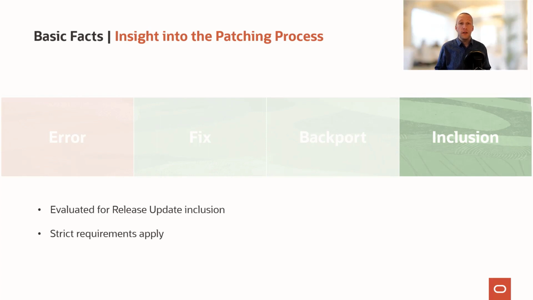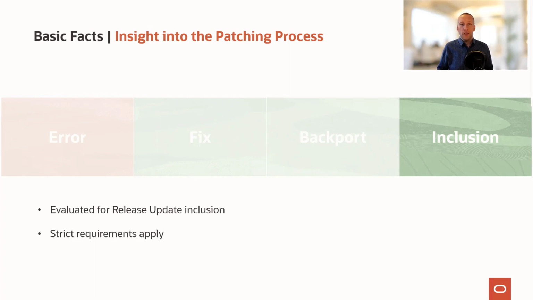One of the criteria is, for instance, that the bug fix must be running in our main code line for a while to ensure that we catch side effects. Critical bugs like wrong results, hangs, or corruptions are very likely to get included in a release update. And also regression fixes, side effects that we introduced in a previous release update, are very likely to be included in a release update.